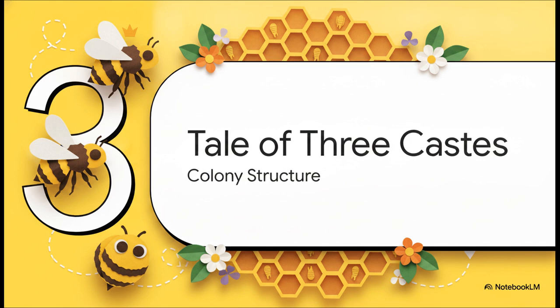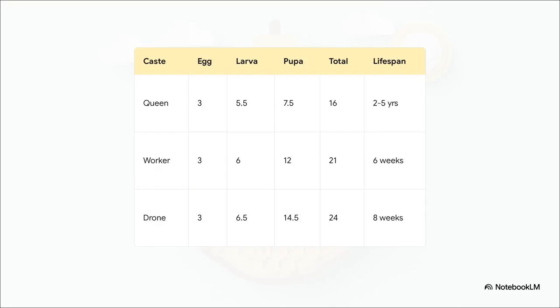Because once metamorphosis is totally complete, the hive operates using these 3 distinct groups. Just look at how these development timelines vary. Notice how the queen, even though she's the largest bee in the hive, actually develops the fastest, just 16 days total. Compare that to the female worker at 21 days, or the male drone who takes a full 24 days.